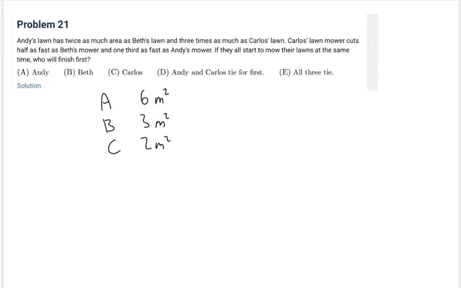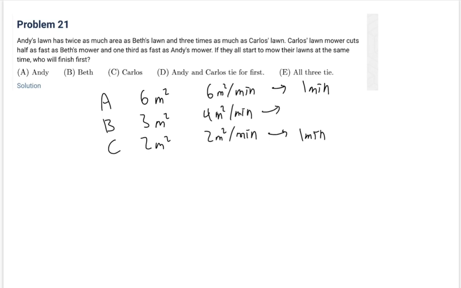And Carlos's lawnmower cuts half as fast as Beth's mower and 1/3 as fast as Andy's mower. So if Andy's mower cuts 6 square meters per minute, then Carlos's would cut 1/3 as fast as Andy's mower, right? So it would cut 2 square meters per minute. And since this is half as fast as Beth's mower, Beth would cut 4 square meters per minute. So Andy would be done in 1 minute, Carlos would also be done in 1 minute, and Beth would be done in 3/4 of a minute. And so Beth is the fastest, therefore Beth will finish first.